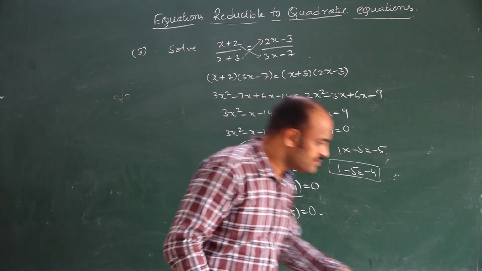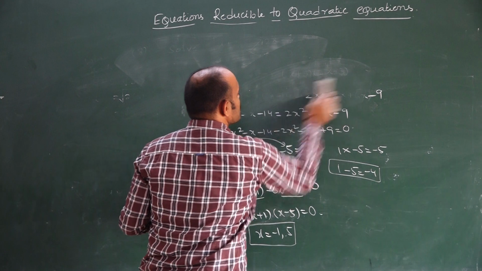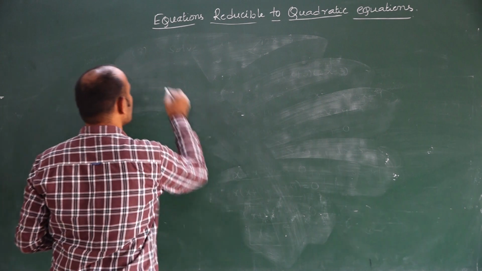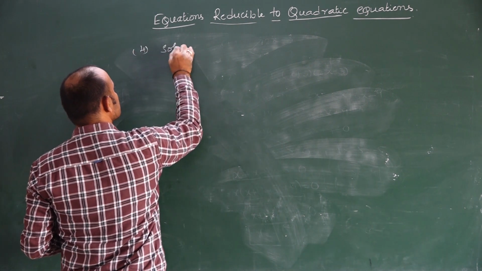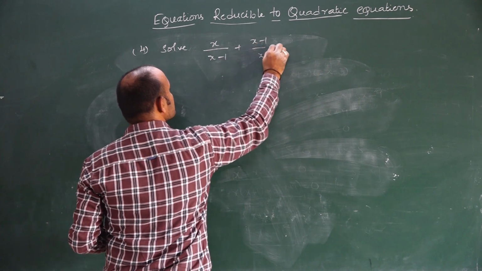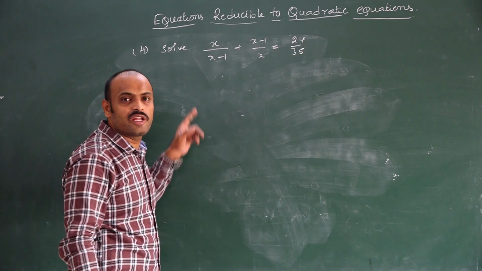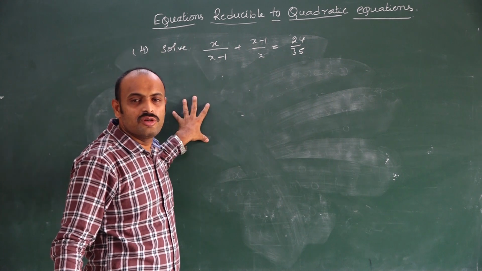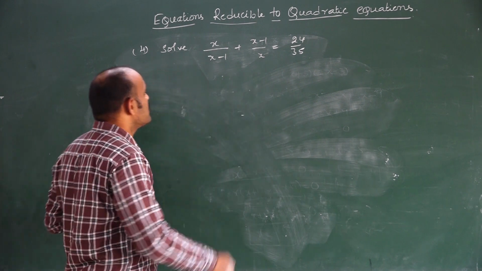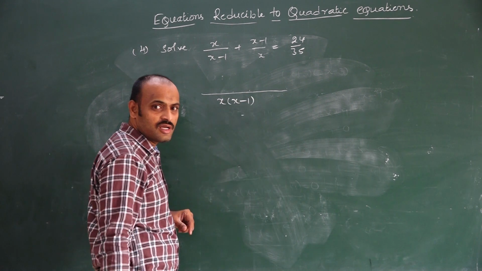Let's see one more question. Solve x by x minus 1 plus x minus 1 by x is equal to 24 by 35. Even this is not in quadratic equation form. We need to reduce it to a quadratic equation. So how to reduce it? First find the LCM. For x and x minus 1, what is the LCM? Their product is the LCM.